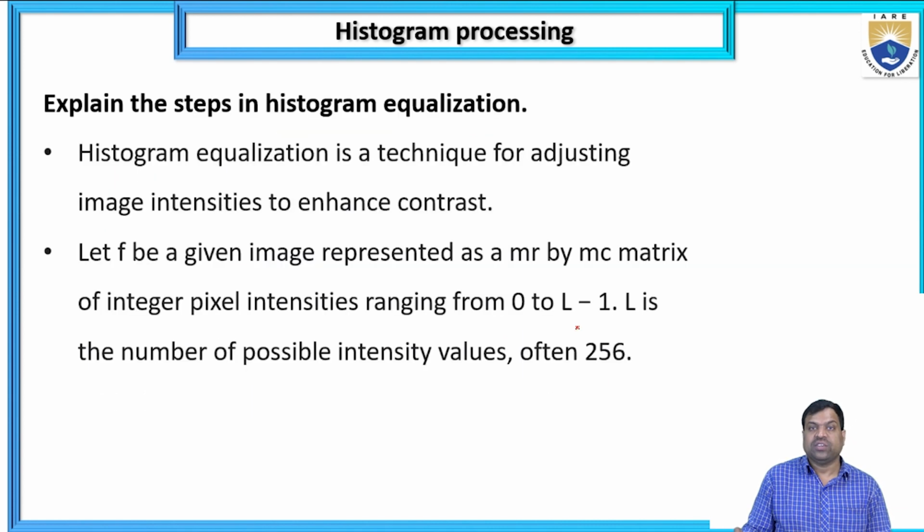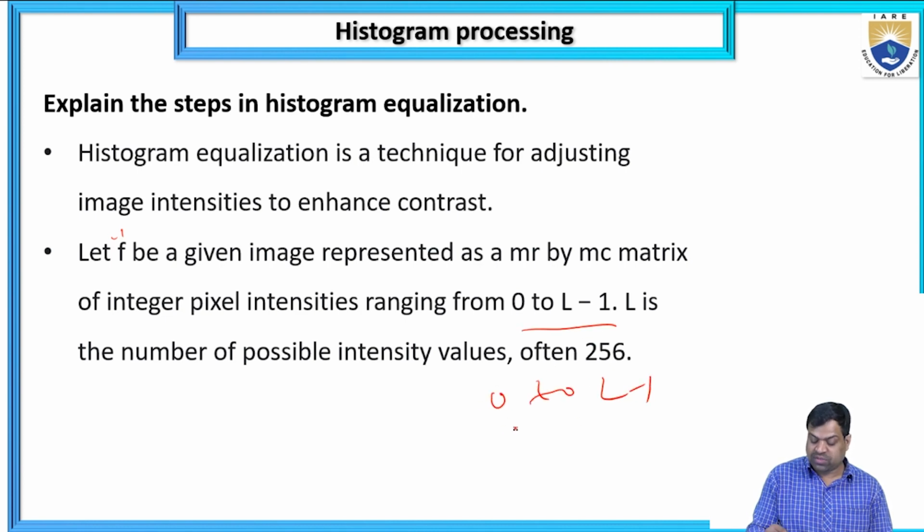Intensities are increasing. Explain the steps in histogram equalization. Histogram equalization is a technique for adjusting image intensities to enhance the contrast. Let f be a given image represented as an MR by MC matrix of integer pixel intensities ranging from 0 to L minus 1. Here L is the number of possible intensities.